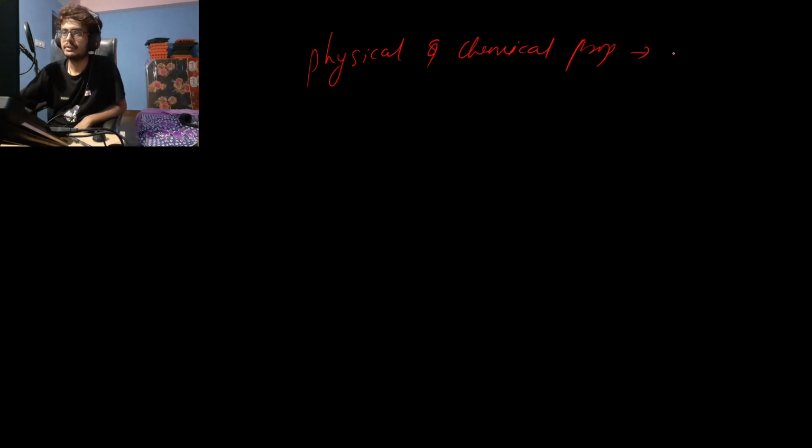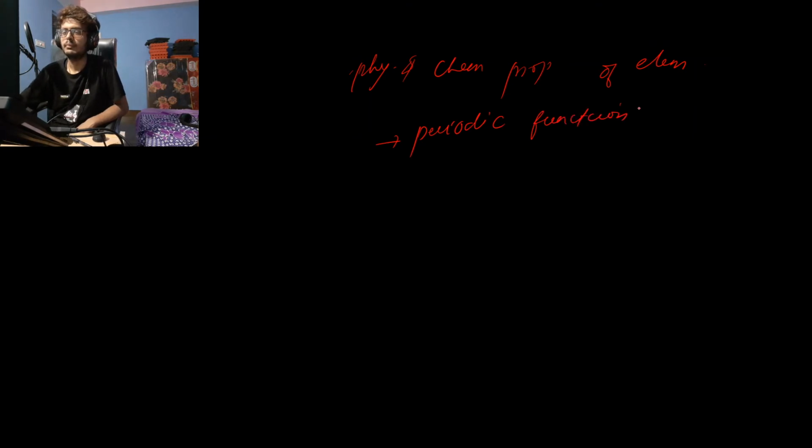So this basically means, the first line tells me the physical and chemical properties of the elements are a periodic function of atomic number.